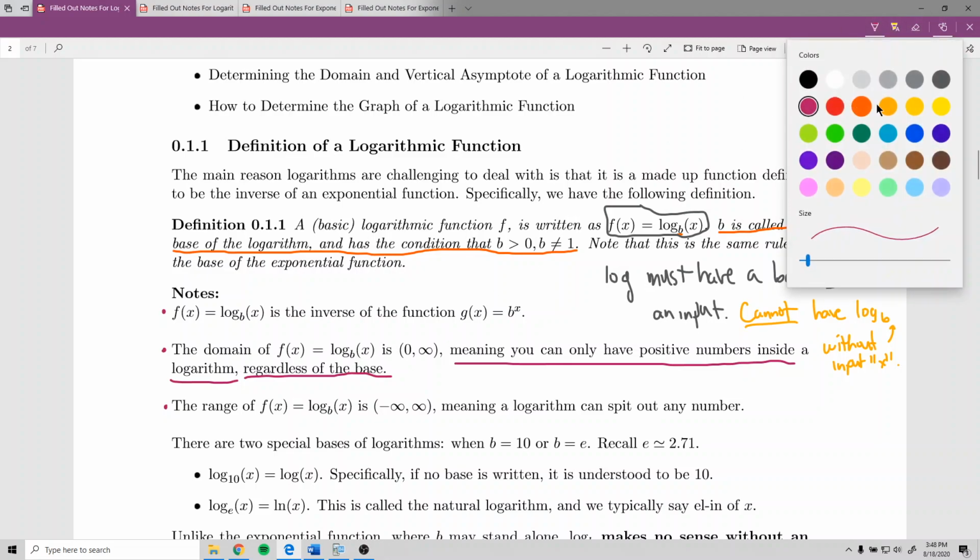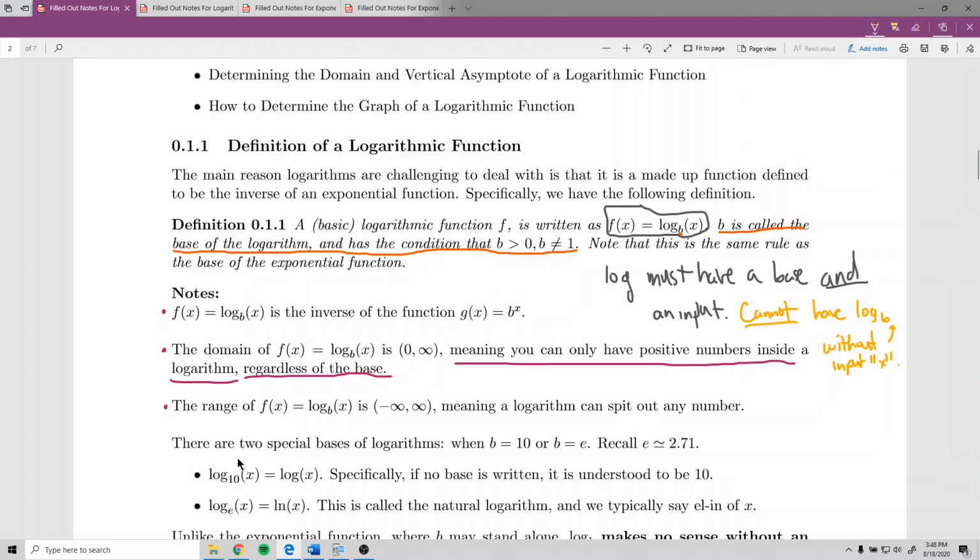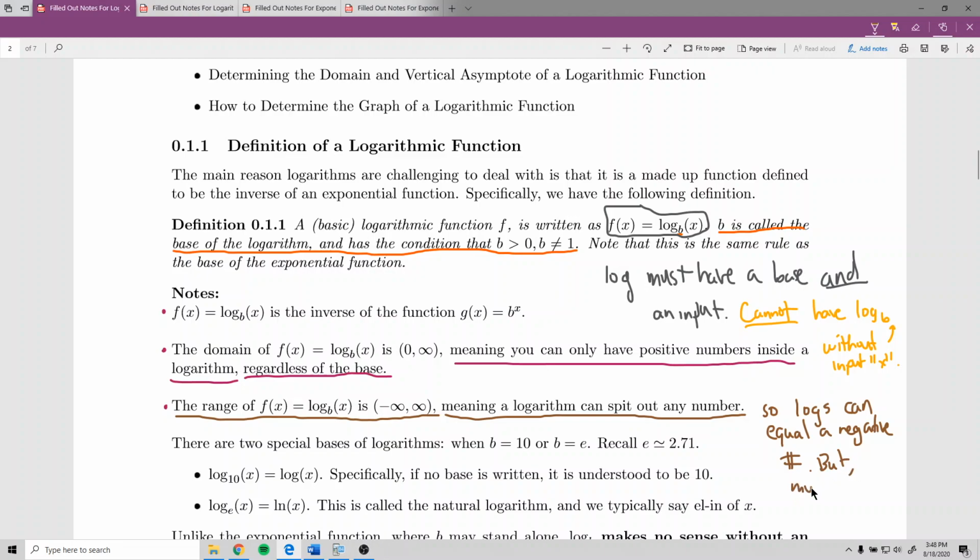One thing that can throw some people through a loop when you solve equations with logs, which we'll see in a later section, is that because the range of the log function is negative infinity to infinity, all real numbers, it can equal anything. It can spit out a positive or negative number. So logs can equal a negative number, but must be positive inside.